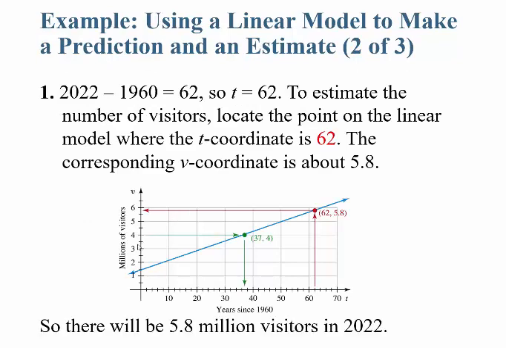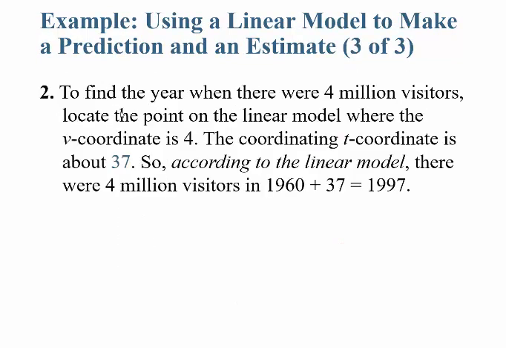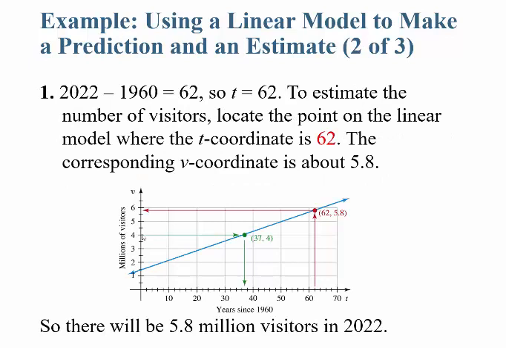So now we're working backwards. Okay, so to find the year when there were 4 million visitors, locate the point on the linear model where the V coordinate is 4. So what I'm going to do is start here, at 4, and go over. I want 4 million visitors. What year is that? Well, here's where it occurs on the model.